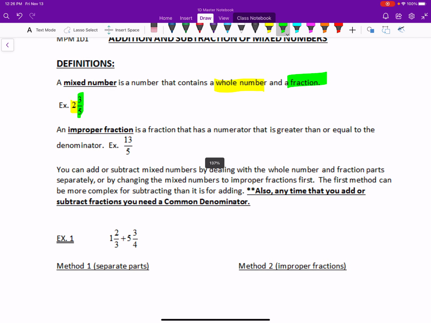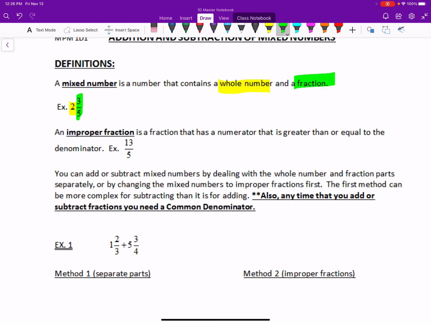But the most important thing you have to keep in mind is that you think of it like it's one big single number. So it's not two numbers or three numbers, it's one thing. It's 2 and 3/5 in this case. And of course, that's the same as 2.6, right? And you know that 2.6 is just one number. So I want you to think of mixed numbers the same way. 2 and 3/5, single number.